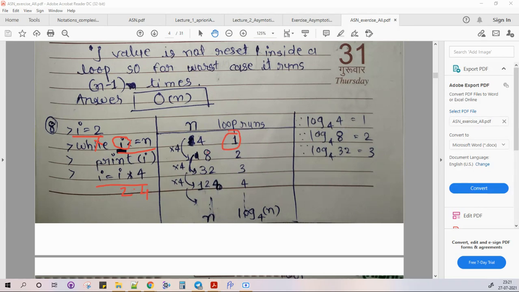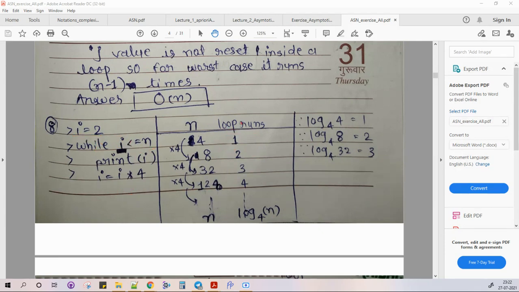If I take n equal to 8, then it will run 2 times. For 32, it will run 3 times. So it is nothing but multiplied by 4, multiplied by 4, multiplied by 4. So if I take log base 4, then I will get 1, 2, 3. So it is nothing but order of log n. And this can also be solved using this method.